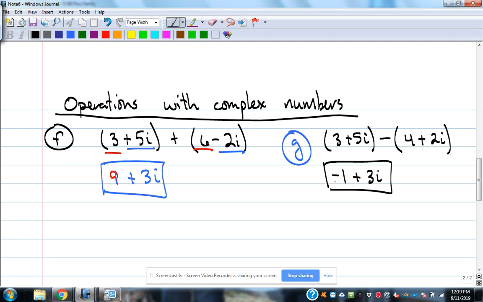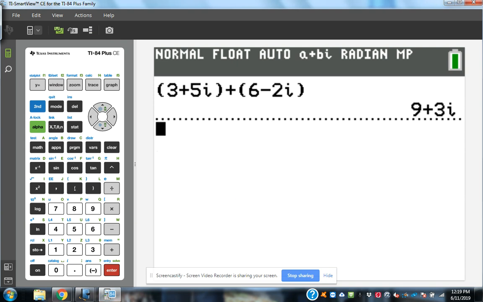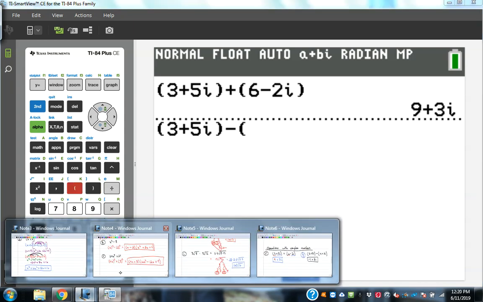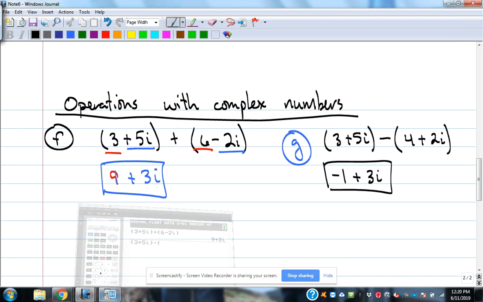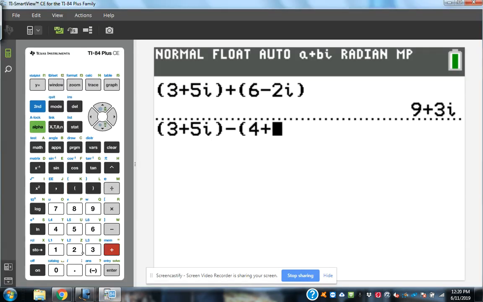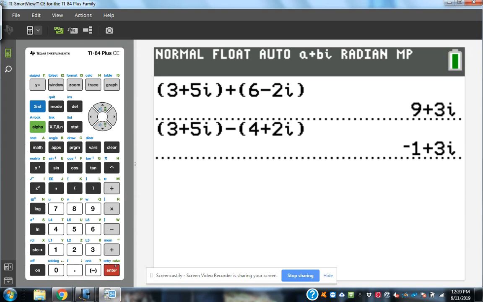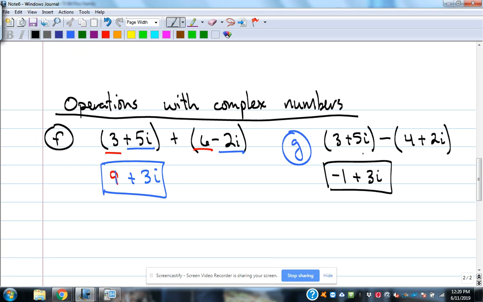If I do it with a calculator, I'm going to do, again, 3 plus 5, second decimal point, minus parentheses, 4 plus 2, second decimal point. Hit enter. Negative 1 plus 3i. That's exactly what I got there. Adding and subtracting, like terms is the name of the game. That's all it is.